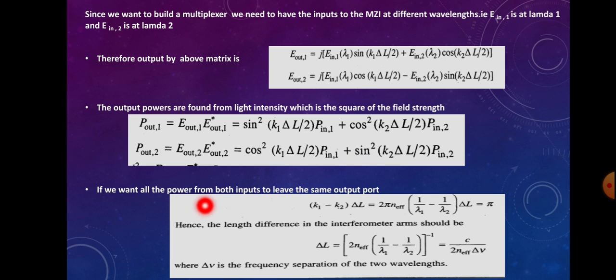If we want all the power from both inputs to leave the same output port, it should satisfy the condition K1 minus K2 into delta L equal to 2 pi n effective into 1 by lambda 1 minus 1 by lambda 2 into delta L, which is equal to pi. So this is the condition for the Mach Zehnder interferometer to act as a multiplexer. The length difference in the interferometer arms should be delta L equal to C by 2 n effective delta nu, where delta nu is the frequency separation.